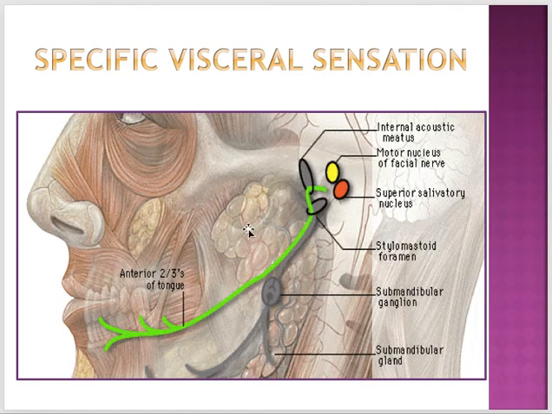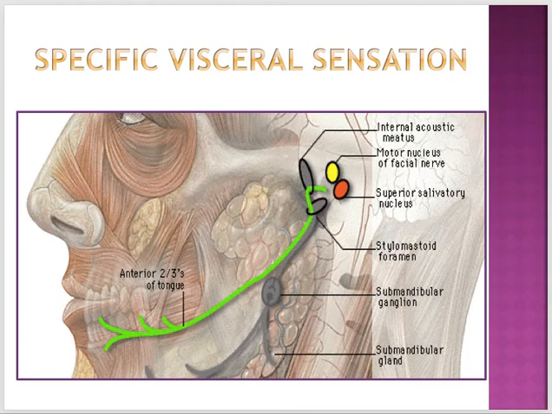And then there are general somatic afferents. The facial nerve also carries sensation from the posterior superior part of the external auditory canal and the tympanic membrane. So they are the ones which are called the general somatic afferents.